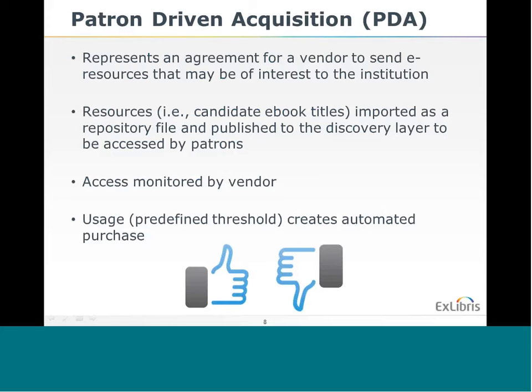These candidate resources, and typically these are ebook titles, are imported as a repository file into Alma and then published to the discovery layer, in other words, Primo, to be accessed by patrons. Accessing the candidate resources by patrons is monitored by the vendor. And if a candidate ebook is used, then an automated purchase is created. And usage can be a predefined threshold. So for example, that a certain number of users have to access an ebook in order to create an automated purchase.